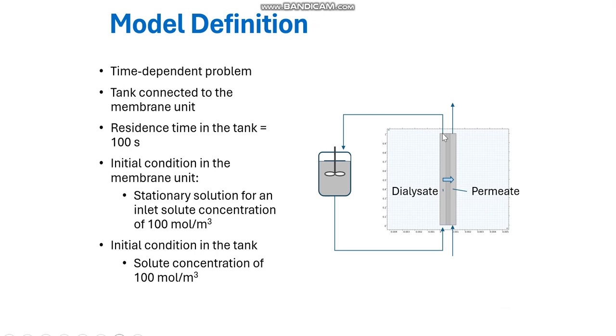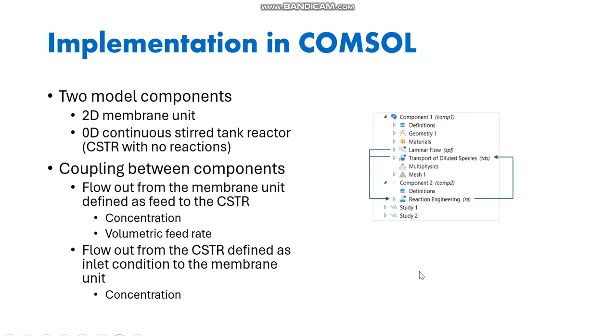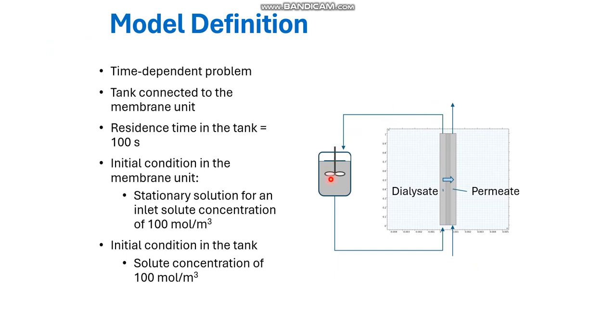You can see that the dialysate is passed through the membrane module and this is then returned to a mixing tank and is again fed to the module. So the initial concentration in the tank is 100 mole per meter cube, and we shall do the simulation and find out how the concentration changes with respect to time in this tank.